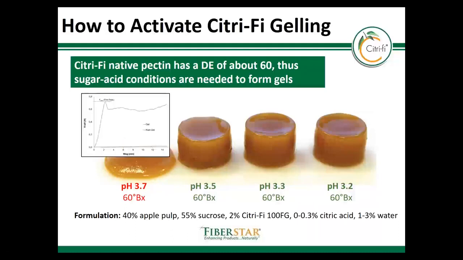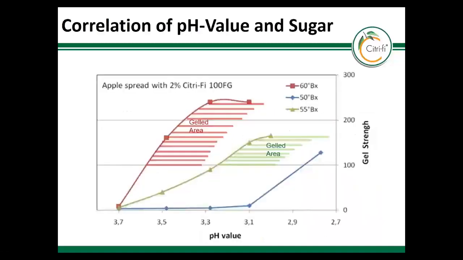We use texture measurements to study various conditions. Some of the results of those trials are summarized in this graph. This is an excellent tool to use as a starting point when formulating. In this scenario, 2% citri-fi is used. Gelling occurs when the gel strength is at 100 or more. You can see the interaction of sugar and acid on the graph.